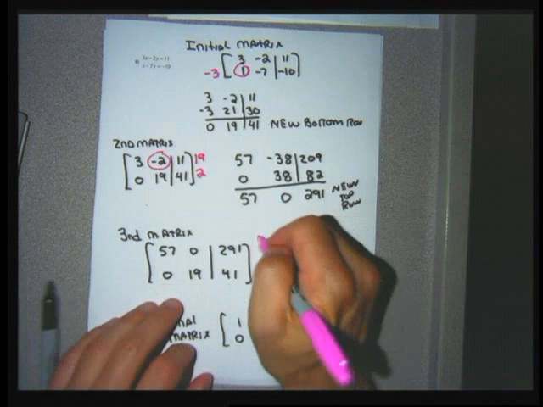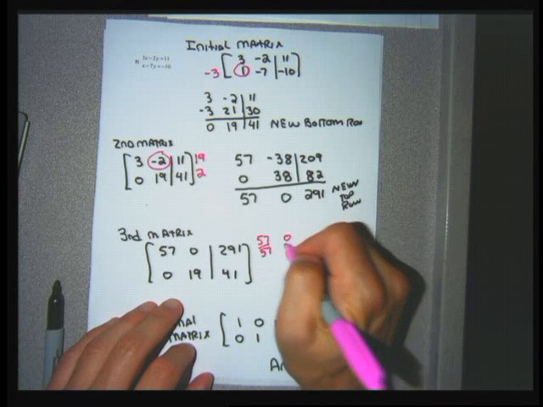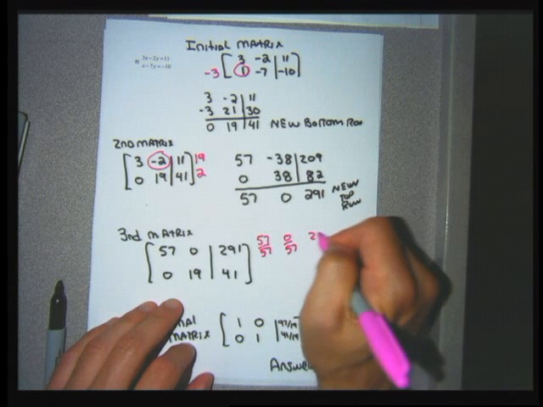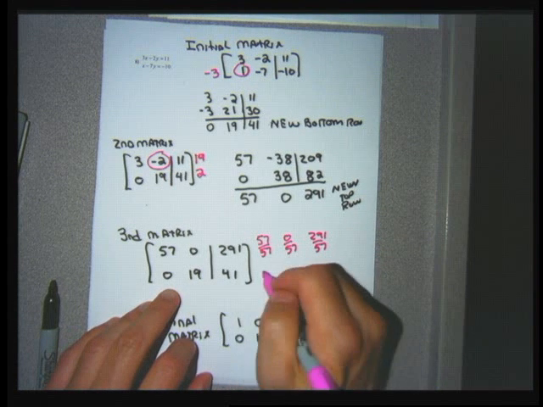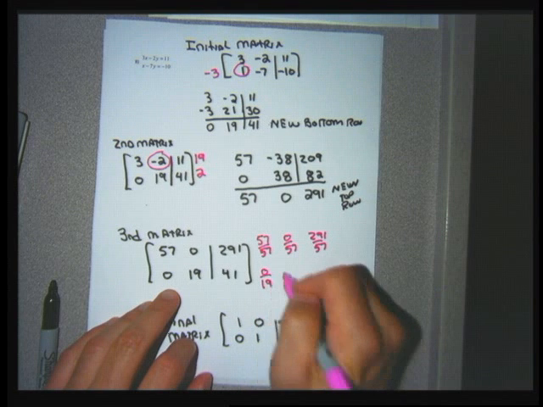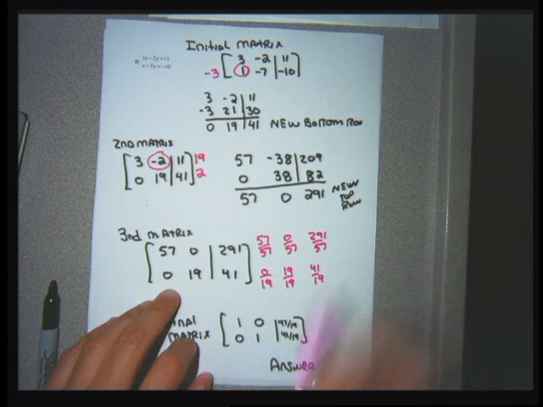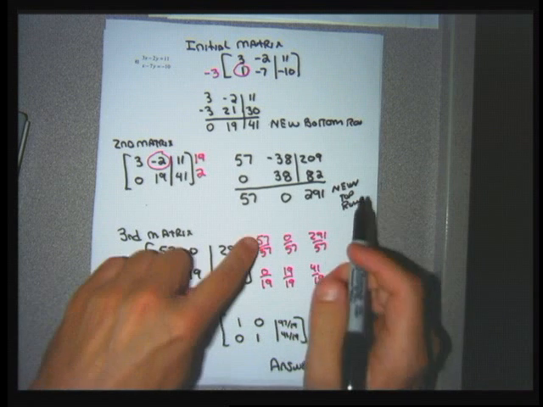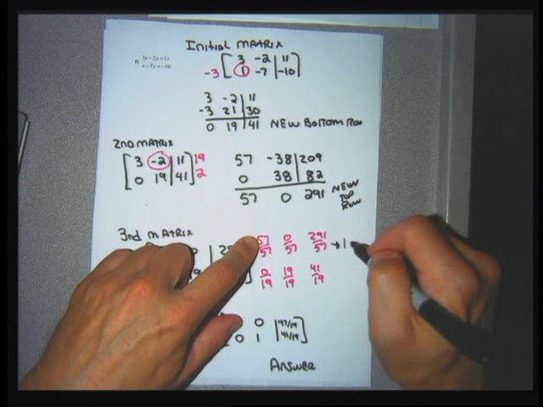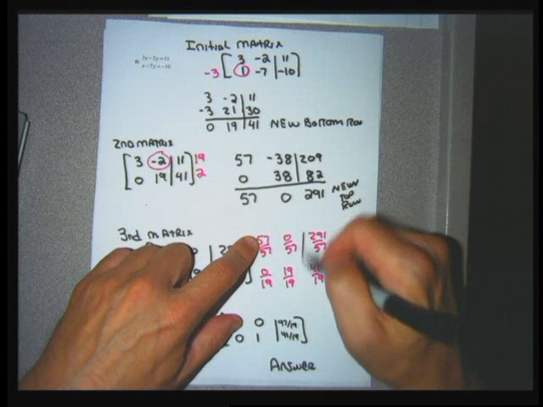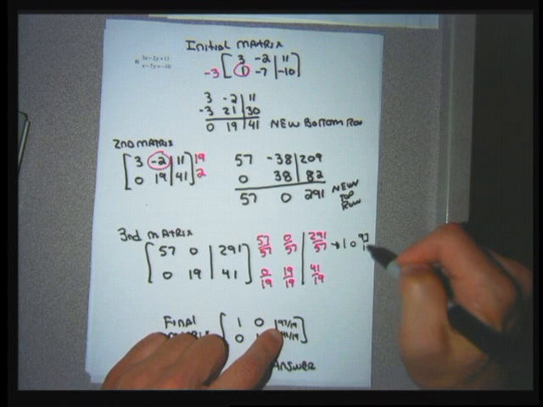I'm going to take the top row and divide by 57. So I'm going to go 57 over 57, 0 over 57, 291 over 57. I'm going to take the bottom row and divide it by 19. I'm going to go 0 divided by 19, 19 divided by 19, and 41 divided by 19. Most of these divisions I can do. 57 divided by 57 gives me a 1. 0 divided by 57 gives me a 0. And 291 divided by 57, I'm going to gamble and think it comes out to 97 over 19.